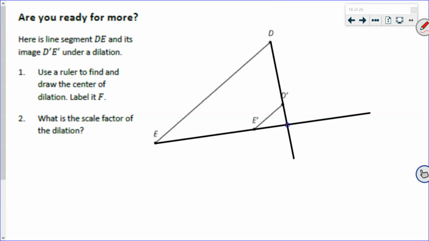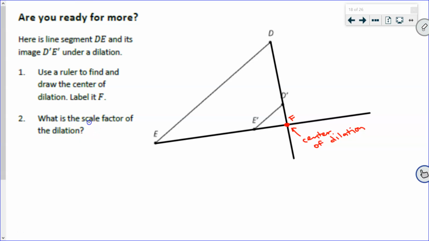Here's where those 2 lines intersected. So here is the center, and it says we need to label it F. But I really want to drive this point home. Make sure that you also understand that F is the center of dilation. Label it center of dilation.